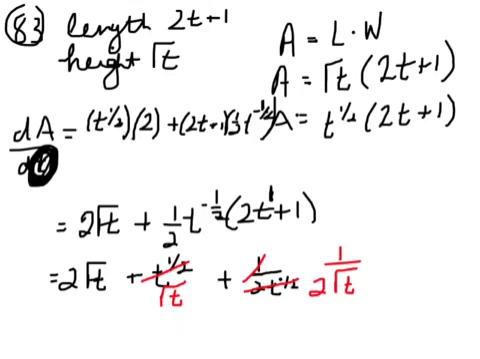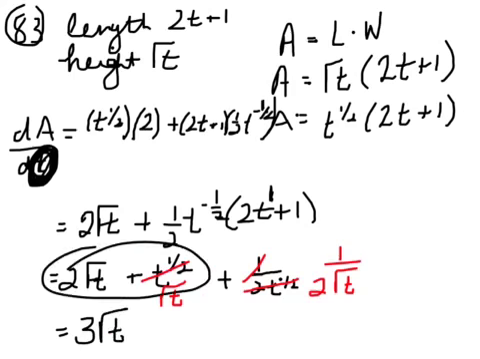Alright, so if I have 2 square roots of t and somebody gives me another square root of t, don't I have 3 square roots of t? That combined these two terms. And then I have plus 1 over 2 square roots of t. And that would be, if I haven't made any mistakes, which, you never know if I do or not, my derivative there. That would be dA/dt, the rate of change of area with respect to time, is how we can say that.